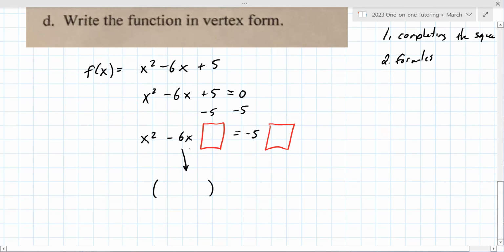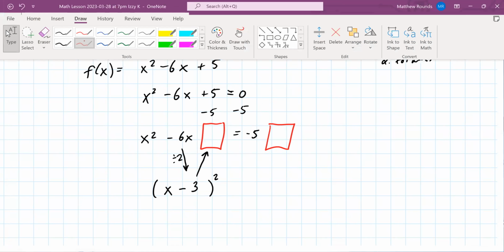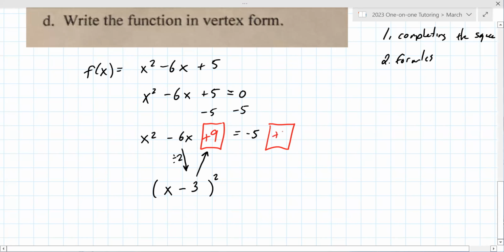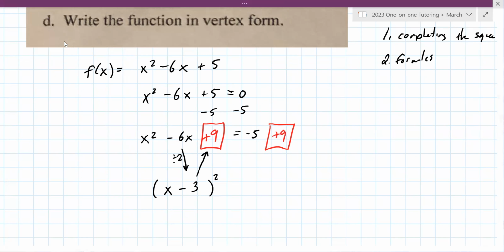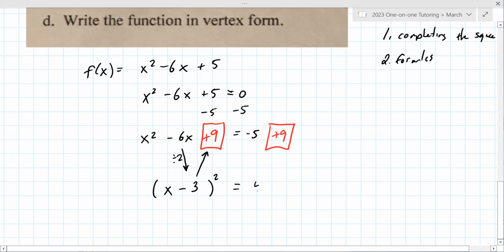So you take this b value, -6, and you cut it in half. So that's x minus 3 squared. So you always divide by 2. To get this number that goes in the red box, you square the number on the right there. Since it's negative, when you square it, it becomes positive. If it were positive, it would stay positive. So that becomes positive 9. So plus 9 plus 9. So on the right here equals 4.